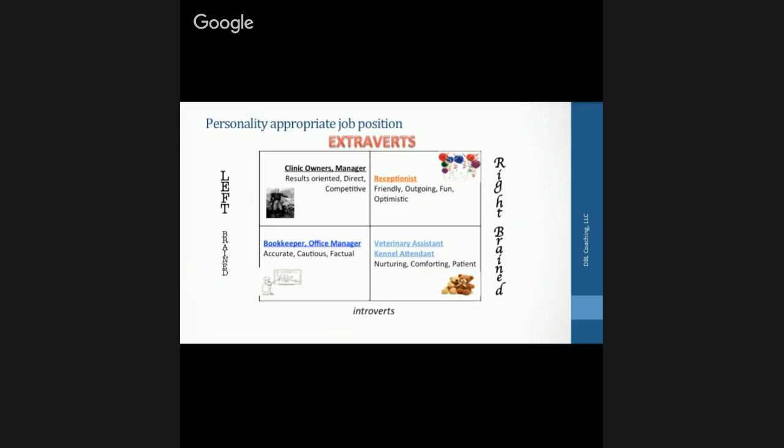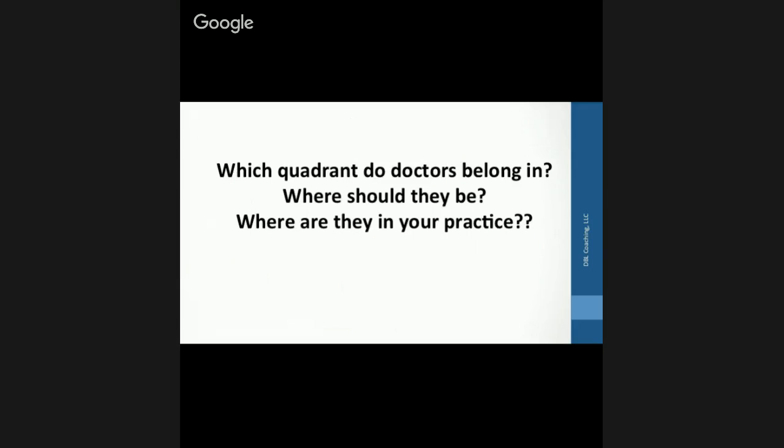So I'm just going to linger here for a second, give you some time to think about that. When you think about yourself, which quadrant you fall into, and the people on your team, you should start to get an idea of who's what. Not so much are they in the right job position, but which personalities do you work with or for? Here's a question. Which quadrant do doctors belong in? Where should they be? Where are they in your practice? I'm just going to let you ponder that question on your own.